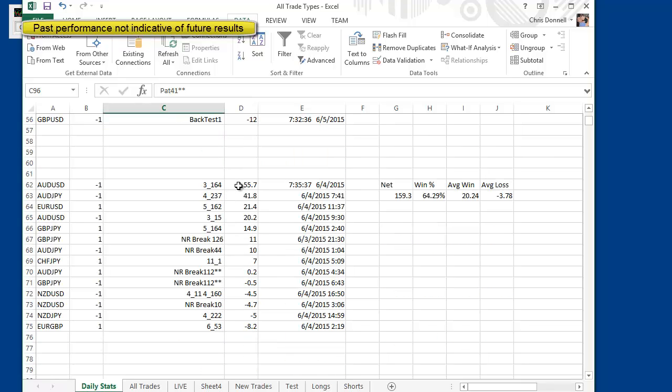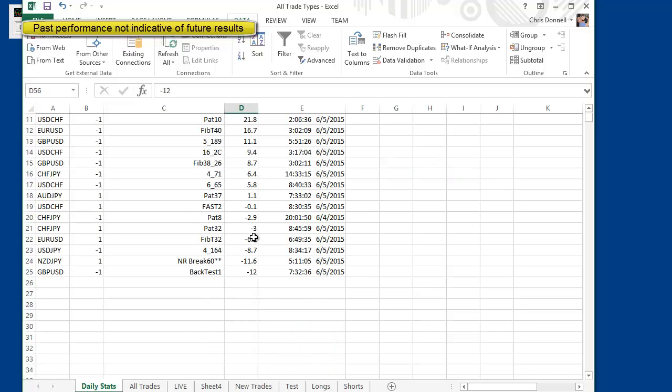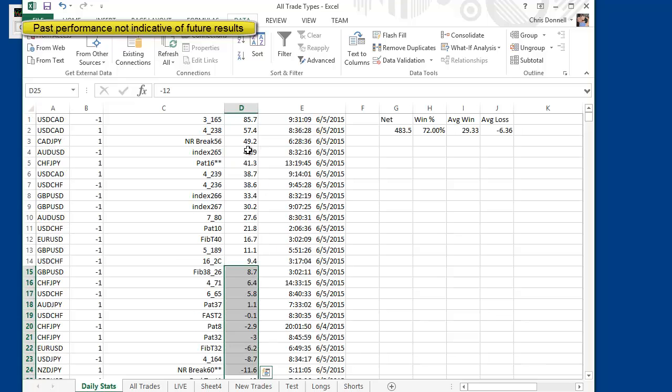Earlier in the week there were quite a few days with very low trades. You can see here this one, this day only had 14 trades. This is more of a normal day, 17 trades. My goal is to have days like Friday where there's 25 to 40 trades.